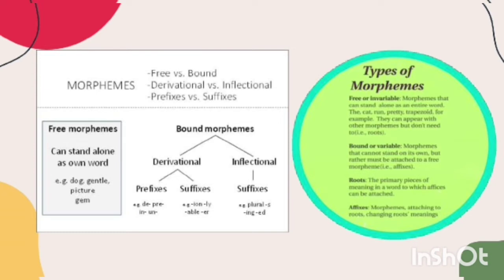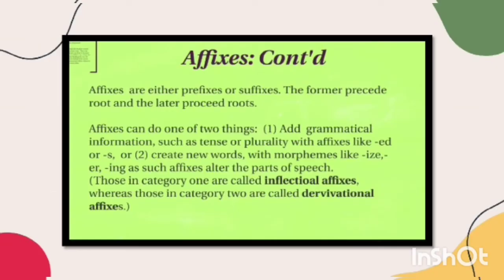In the types of morpheme we also come across the affixes, which are either prefixes or suffixes. The former precede the root and the latter follow roots. Affixes can do one of two things. First, add grammatical information such as tense or plurality with affixes like -ed or -s. Or second, create new words with morphemes like -ness, -er, -ing. As such, affixes alter the parts of speech. Those in the first category are called inflectional affixes, and the second category are called derivational affixes.